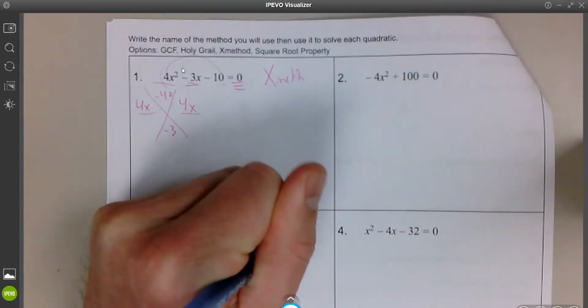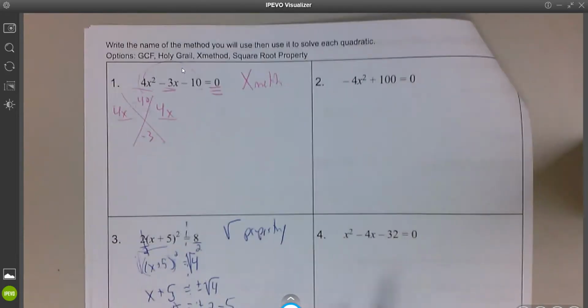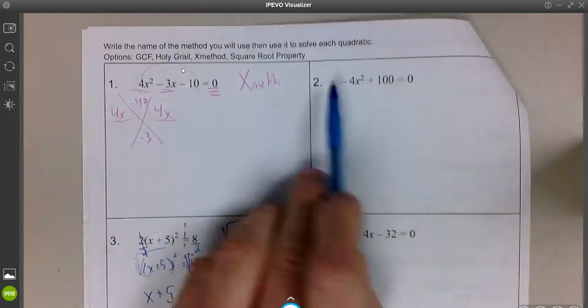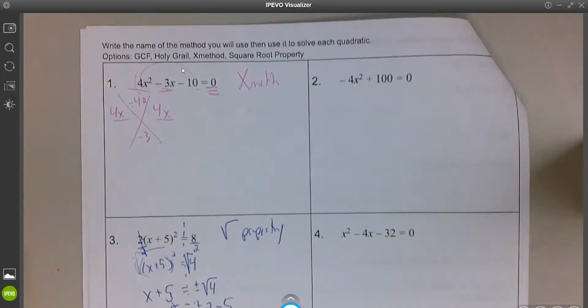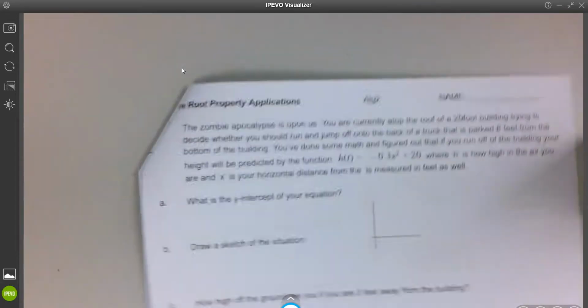I solved using the square root property. I'm supposed to mention that on here. So, square root property. This one will be Holy Grail. This one will also be a square root property. All right, let's go on to the next one.